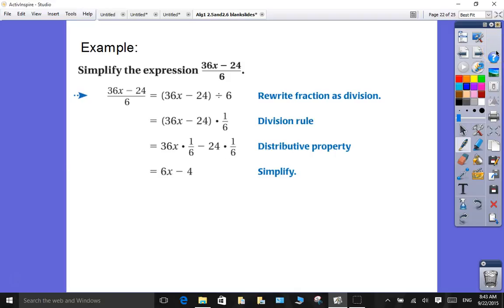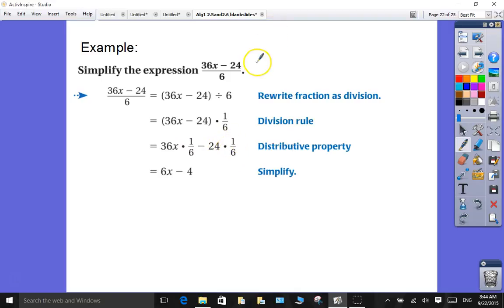Now this is where I see a lot of mistakes. We've moved from the section on distributive to the section on dividing, but this is kind of more about distributive than anything. And to me, it's needlessly complicated the way that it's written. But notice that they're saying dividing 36x minus 24 by 6 is the same thing as multiplying times 1/6. And then that's a distributive property: 36x times 1/6, 24 times 1/6. And you can simplify that.